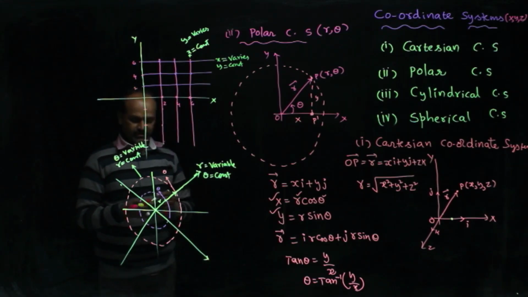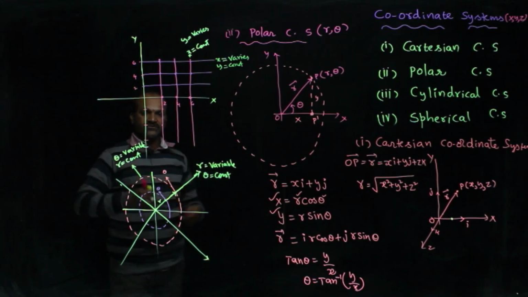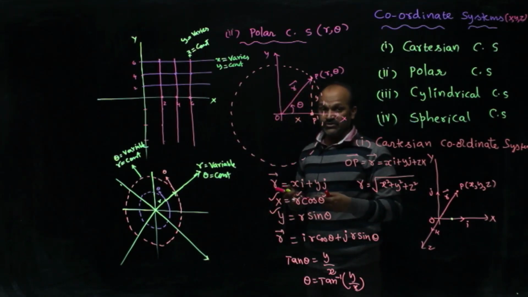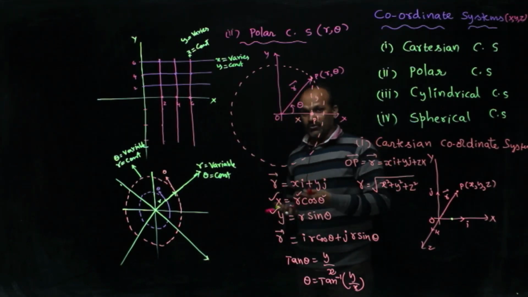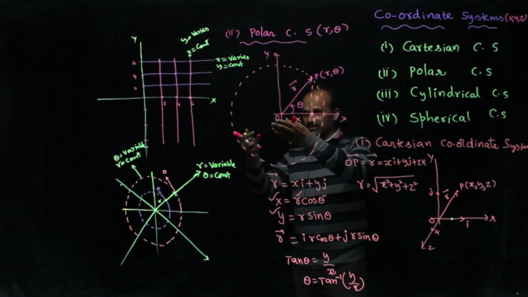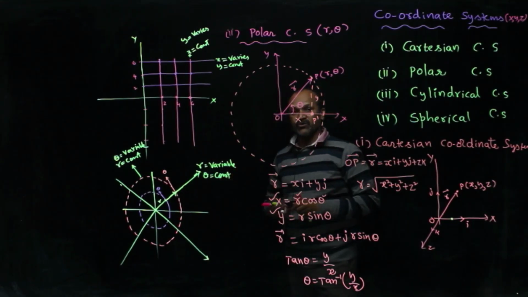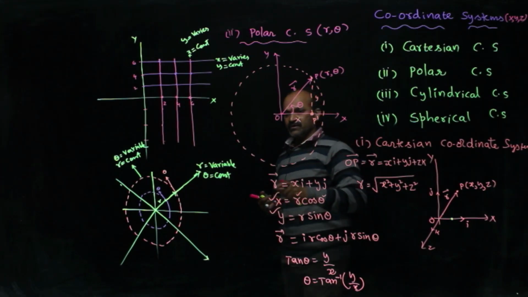Is it clear? See the difference. What is the importance of studying coordinate systems? You can see the difference between Cartesian plot and polar coordinates plot, right?